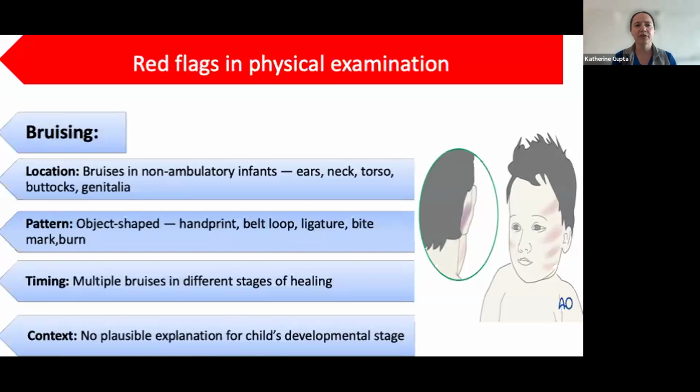Bruises in non-ambulatory infants should always have you put your sensors up. There's a saying that if you don't cruise, meaning pull yourself along, you should not bruise. So those non-ambulatory infants need to have a really good explanation for why they are bruised. Next slide, please.